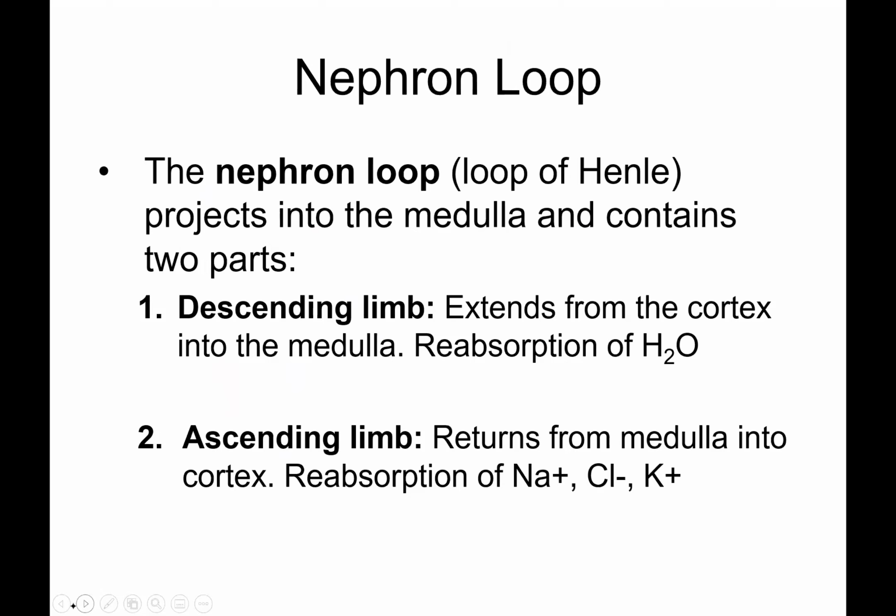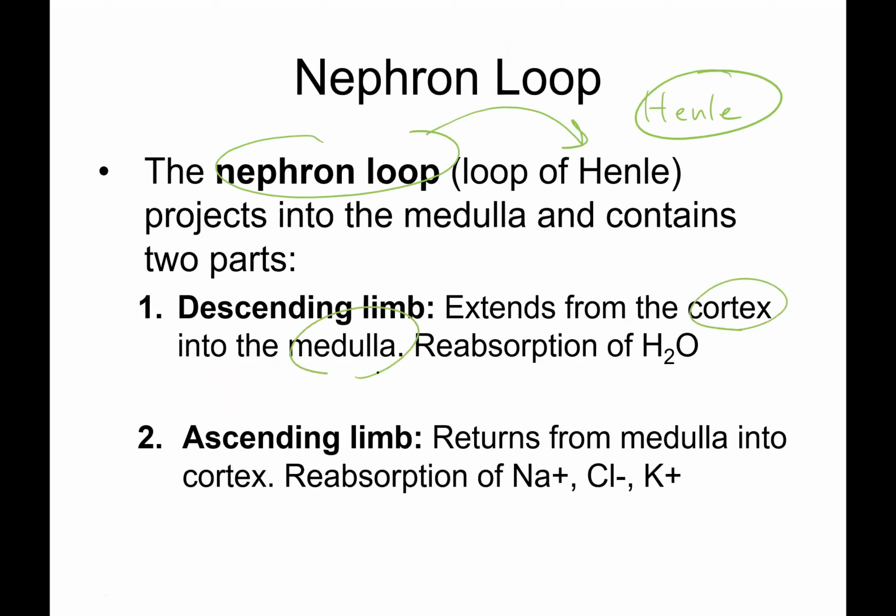Okay, the loop of Henle, the nephron loop, also known as loop of Henle. Sorry, that's the spelling. This one does extend from the renal cortex into the medulla. The proximal convoluted tubule and the distal convoluted tubule are found in the renal cortex, but the loop of Henle does extend its way into the medulla of the kidney.